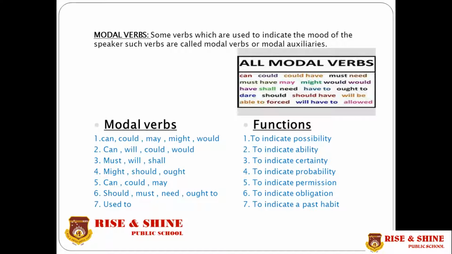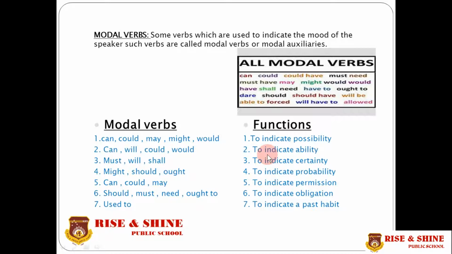Next category is of must, will, shall. These modal verbs are used to indicate certainty. Certainty is a general air of confidence, a firm conviction or belief, to be certain of doing something, to be certain of acting, performing something. Just like you can say, I will stand first.